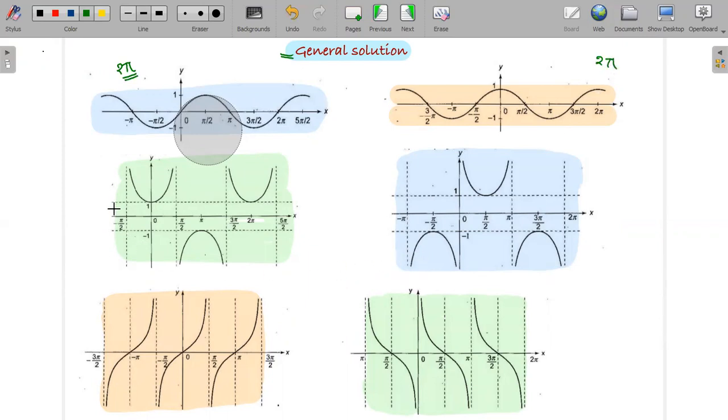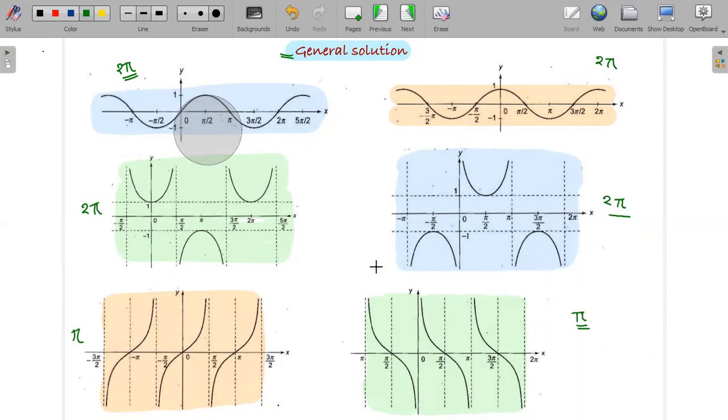Cosecant and secant are the derivations of sine and cosine, so they will share the same length of period. Now, what about tan and cotangent? The period of tan and cotangent is pi.